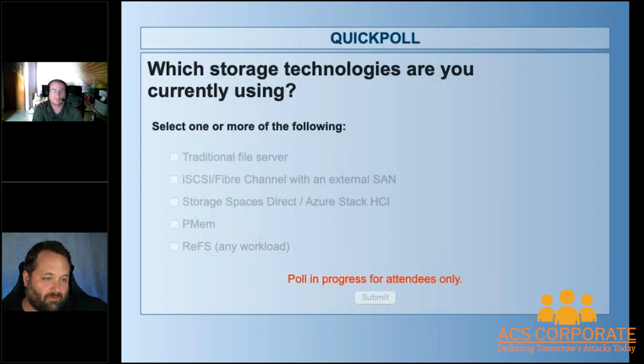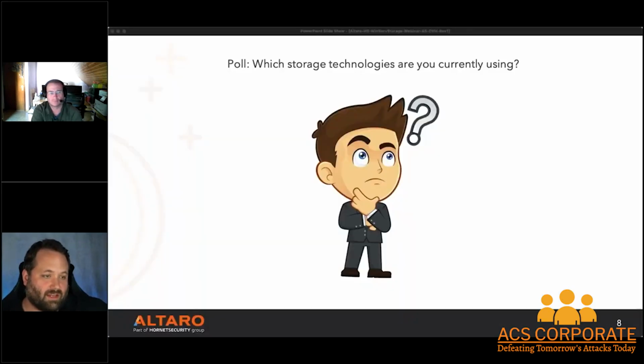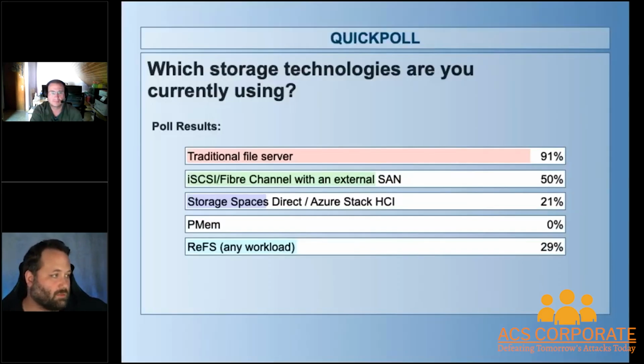So that's been running for about a minute. I'm going to go ahead and close that and share the results with you all. Just like we suspected, 91% say traditional file server is still in use. No surprise there. Half of respondents are still using iSCSI and Fiber Channel SAN, which is not really a surprise either.